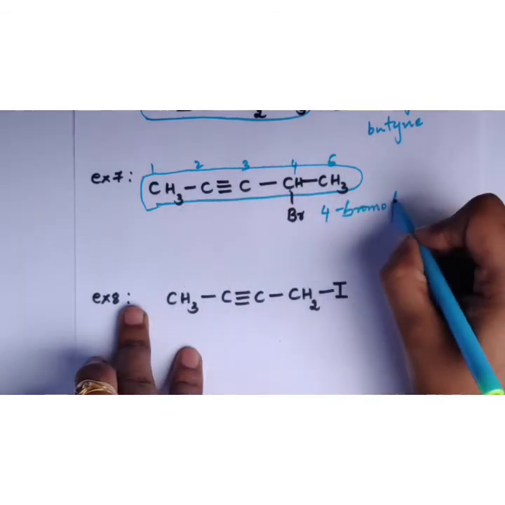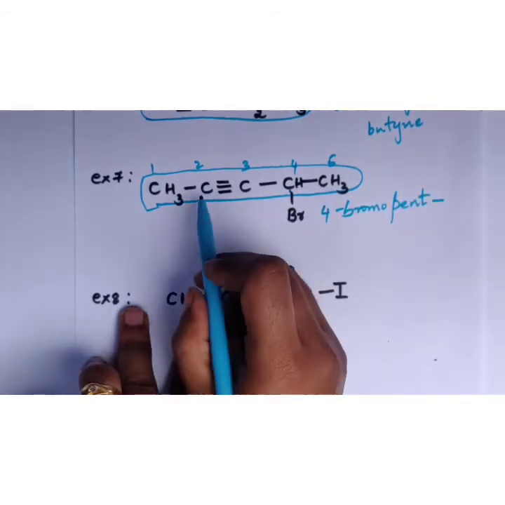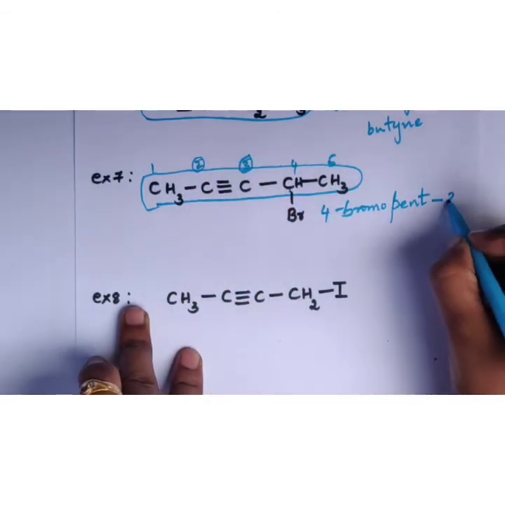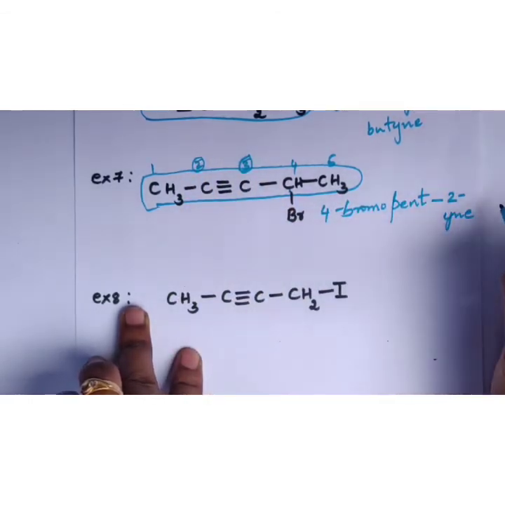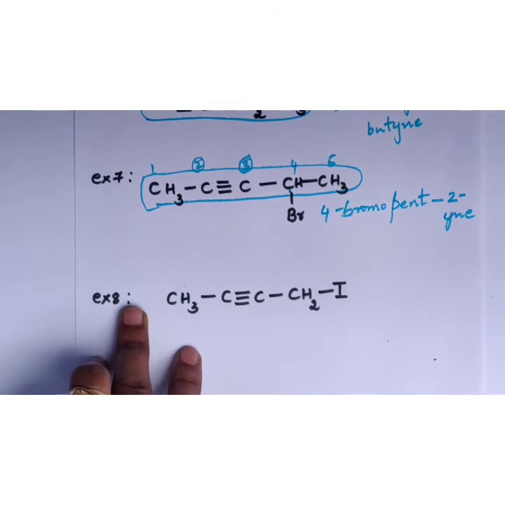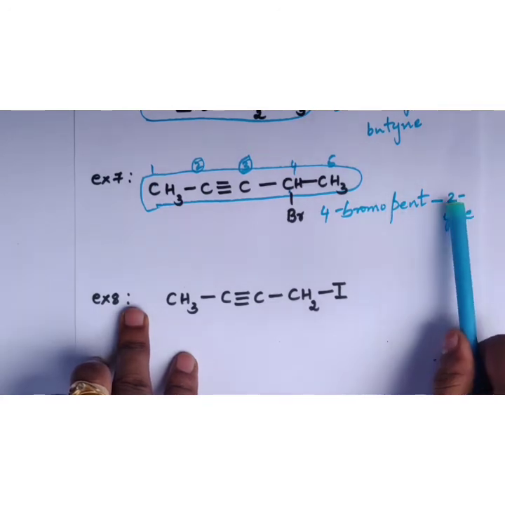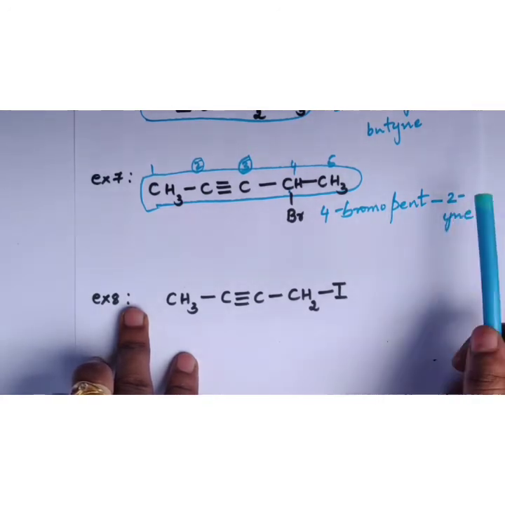So pent. So the triple bond is between 2 and 3. So which one is lowest there? 2 is lowest. 2-yne. 4-bromopent-2-yne. It's compulsory that you have to mention 2 here. If it was 1, it was fine. But here you have to mention 2, 3, whatever it comes, you have to mention.